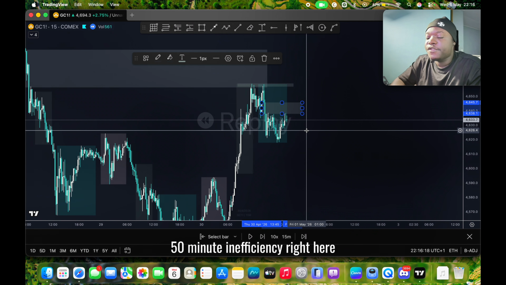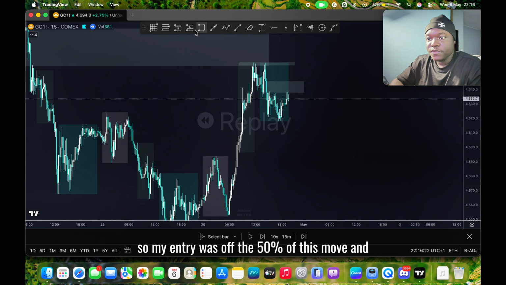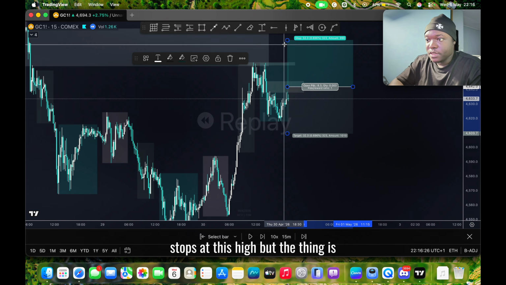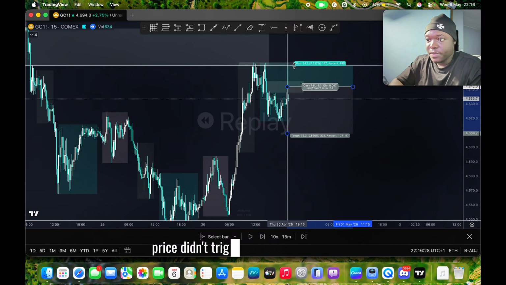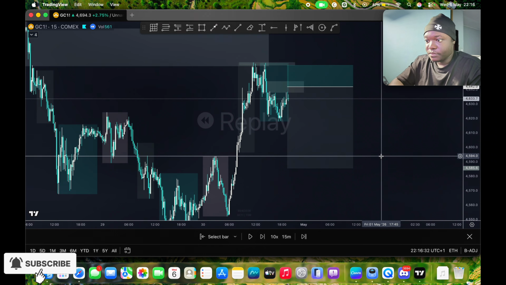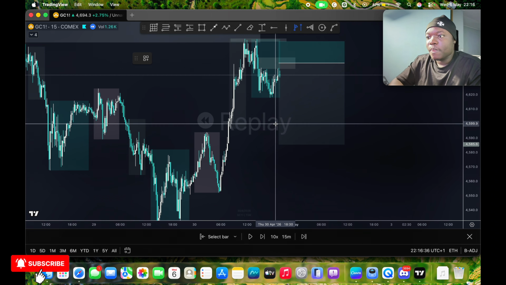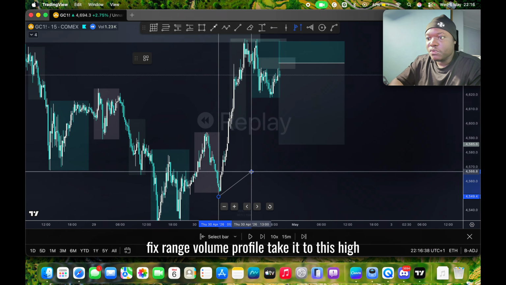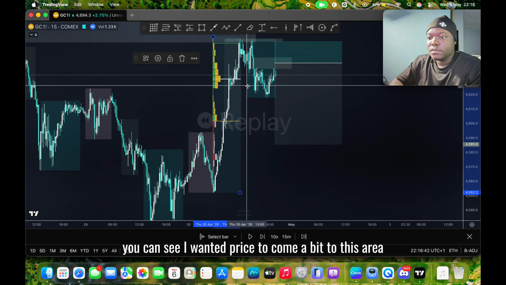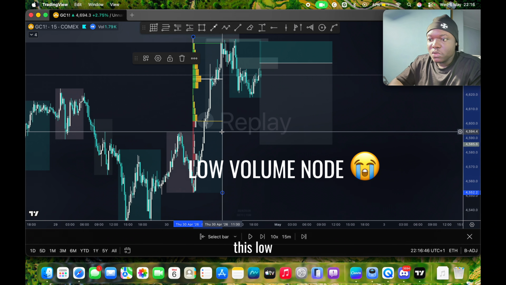15-minute inefficiency right here. So my entry was off the 50% of this move and stops at this high. But the thing is, price didn't trigger me the same day. I was targeting, if we take our fixed range volume profile to this high, you can see I wanted price to come maybe to this area, this low.